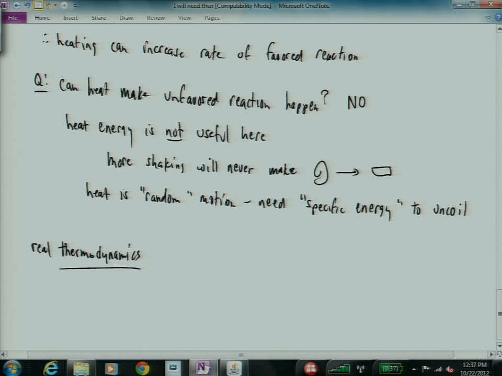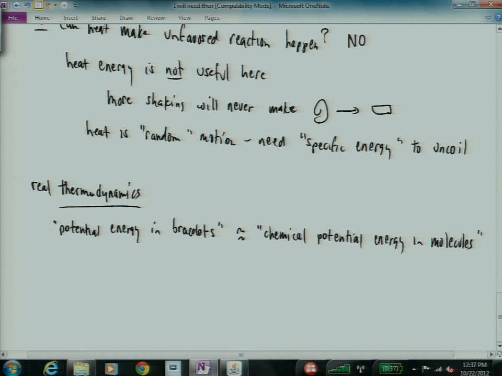So real thermodynamics. Potential energy in bracelets is analogous to chemical potential energy in molecules. I've been talking like that, but to be really clear about that, it is measured in real life in what's called Gibbs free energy, called G.